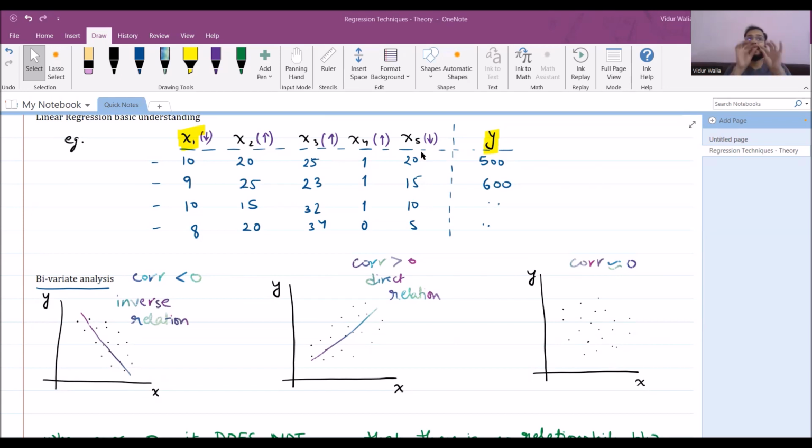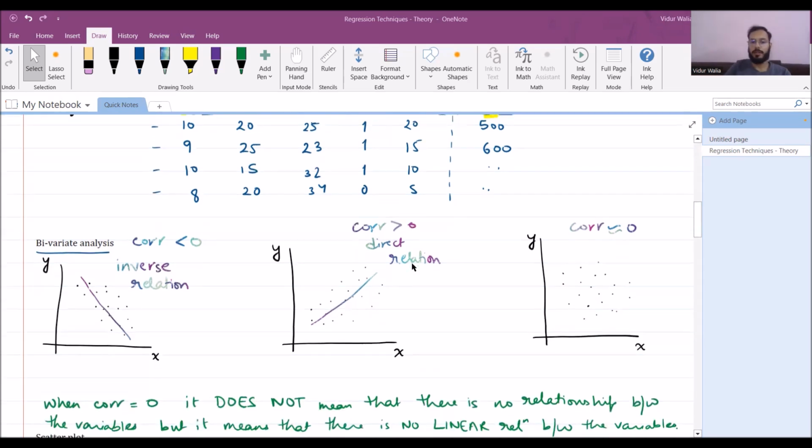And have you ever seen a rope on which we are hanging clothes to dry out? Don't you see that that is a line in 3 dimensions? So a line can exist in more than 2 dimensions as well, right? So even if we have these multiple variables, x1, x2, x3, x4, and x5, we can have a line passing through a room using those in 5 dimensions. But leaving that aside, there is one more way that we can do that.